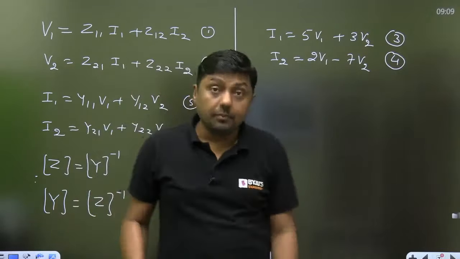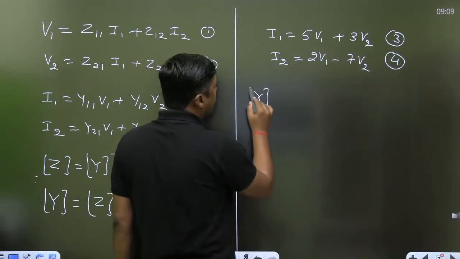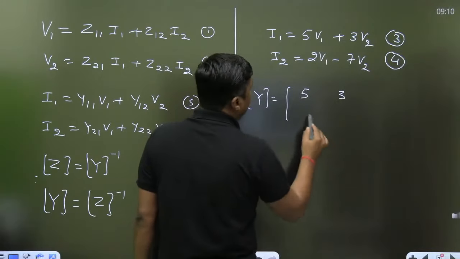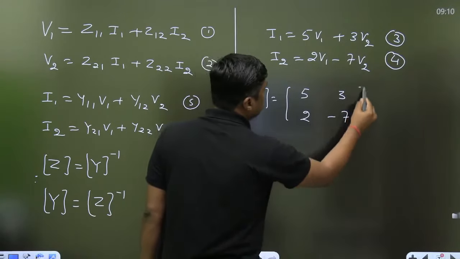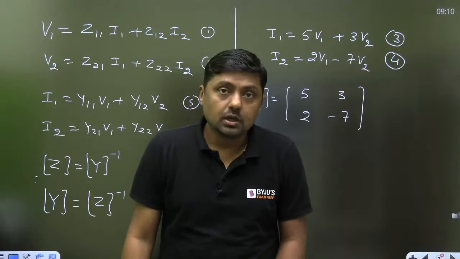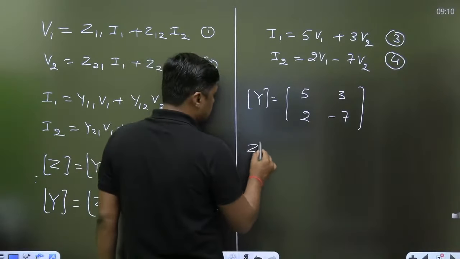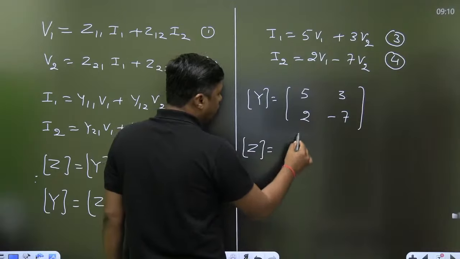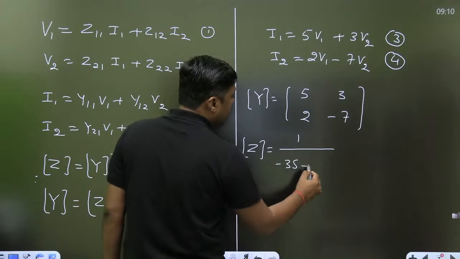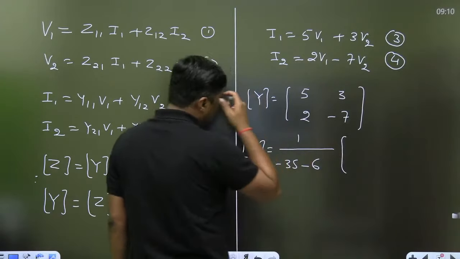what is the Y parameter? It is very easy to find the Y parameters. Then Y parameters will become 5, 3, 2, minus 7. This is the Y parameter. Okay, very simple Y parameters. Then how to find the inverse of this? Determinant of this we can write 5 into minus 7, that is minus 35, minus 3 into 2, that is minus 6. That is the determinant.